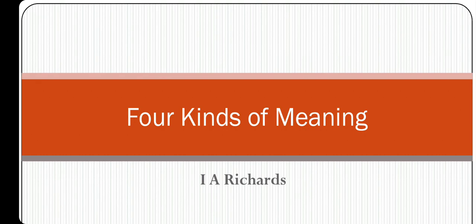Now we are going to discuss the four kinds of meaning as the author has mentioned in his book Practical Criticism, a Study of Literary Judgment in 1929. Okay, now the first thing is, what is sense? He has put forward four kinds of meaning, and those four kinds of meaning are: number one is sense, number two is feeling, number three is tone, and number four and the last is intention.